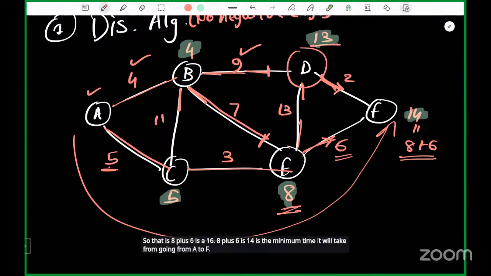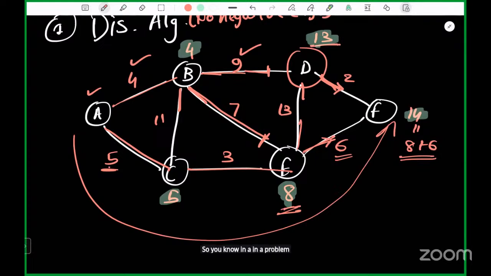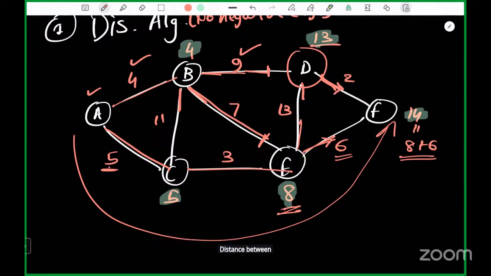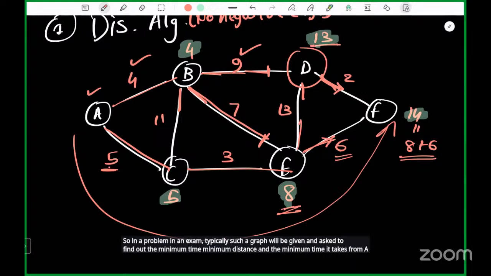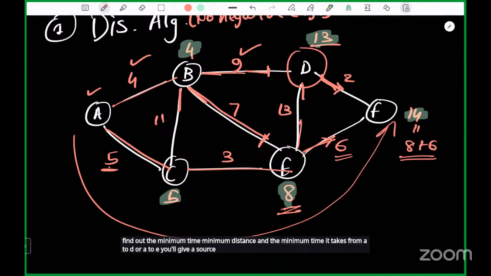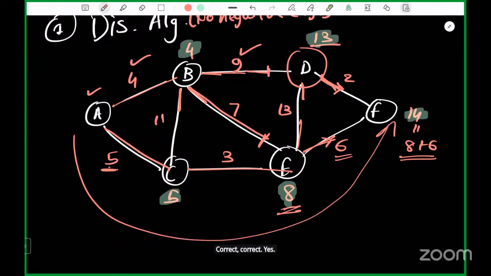So in an exam, typically such a graph will be given and you will be asked to find the minimum distance or the minimum time it takes from A to D or A to E. They'll give a source and they'll give a destination and ask what is the least timing or least distance, and we have to do this process to calculate and give the value. Is that right, ma'am? Correct. Okay, yes, thank you.